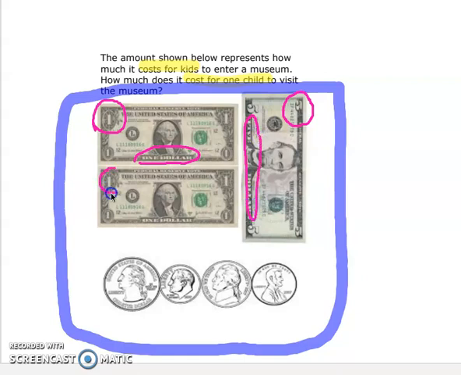And we have another dollar. So in bills, our total we have is $7. So I'm going to just write that over here. I'm going to make my dollar sign, and I'm going to write $7.00.